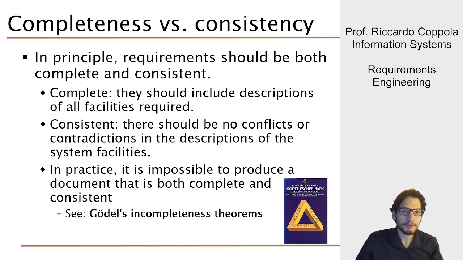So it is very difficult to have a description of the system which is at the same time perfectly complete and perfectly consistent. Typically, I will try to find a trade-off which is reasonable, something that will allow me to develop the information system without errors, but without being a maniac of completeness or a maniac of consistency.